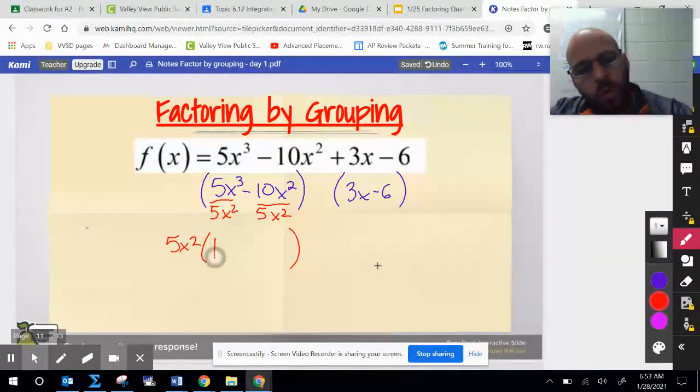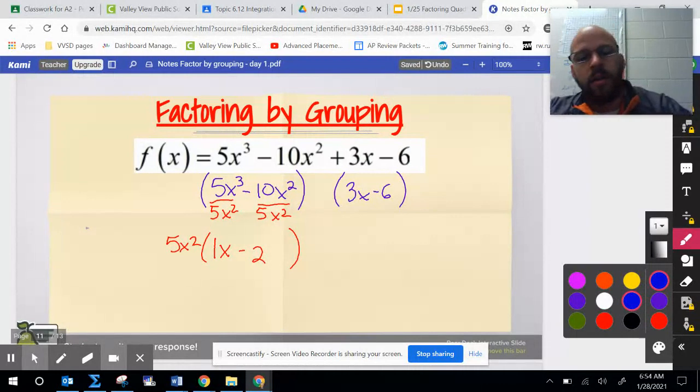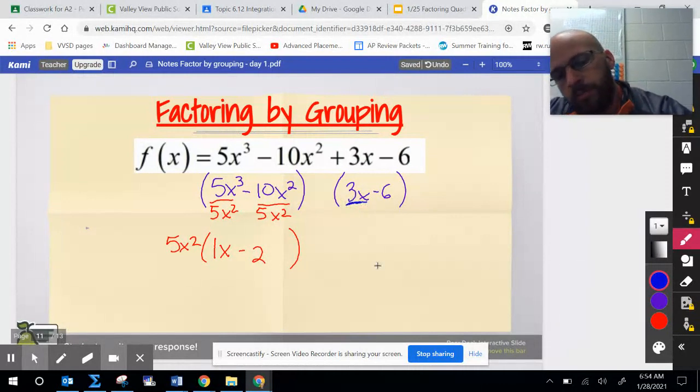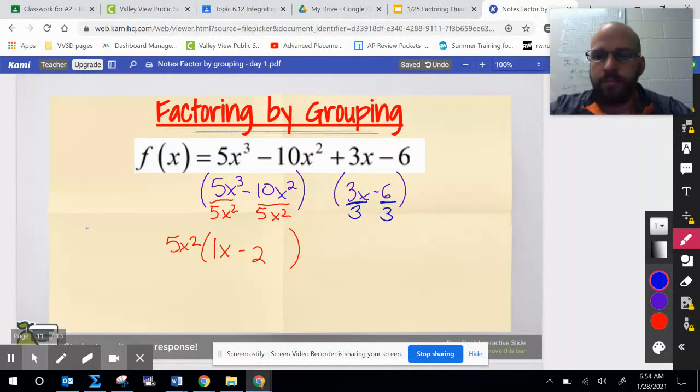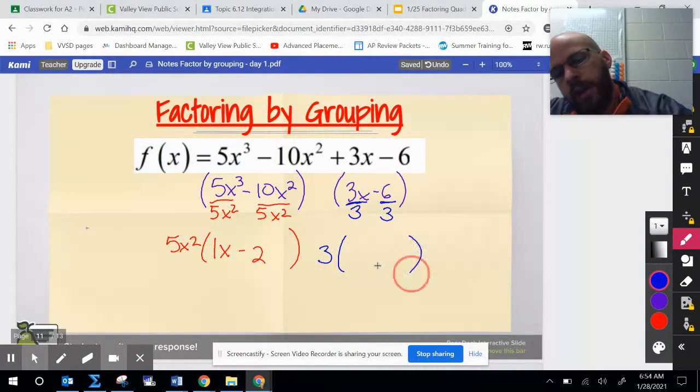5 divided by 5 is 1. X cubed divided by x squared is just x. Negative 10 divided by 5 is a negative 2. X squared divided by x squared, there wouldn't be any x's left. So then I'm going to come over to my other group. I'm going to take out that GCF. If I divide out a 3, 3 divided by 3 is a 1. Still has an x. 6 divided by 3 is a negative 2.